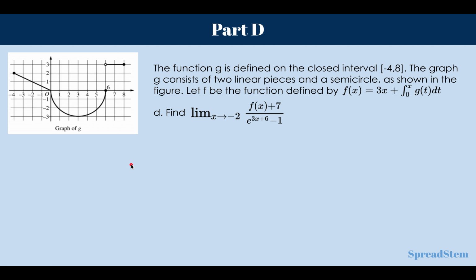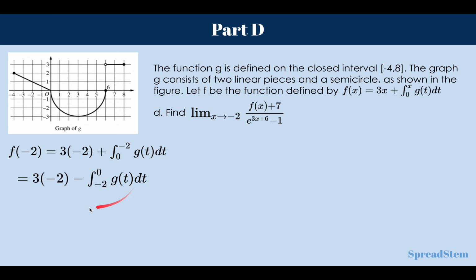Now let's take a look at part D. We're asked to find the limit as x approaches -2 of f of x plus 7 over e to the power of 3x plus 6 minus 1. We can start off by finding f of -2. We see that it's 3 times -2 plus the integral from 0 to -2 of g of t dt. This is the same thing as subtracting the integral from -2 to 0 of g of t dt, if we just flip the limits and flip the sign.